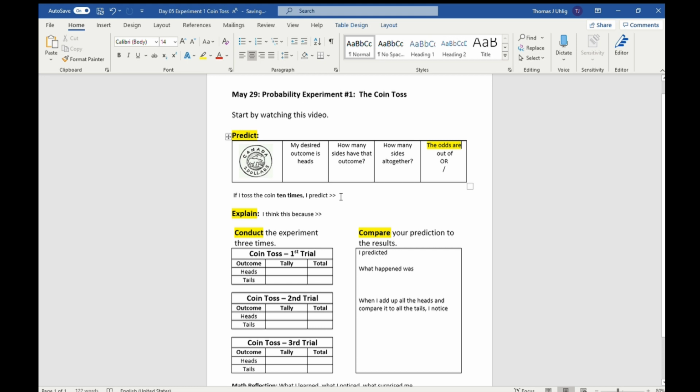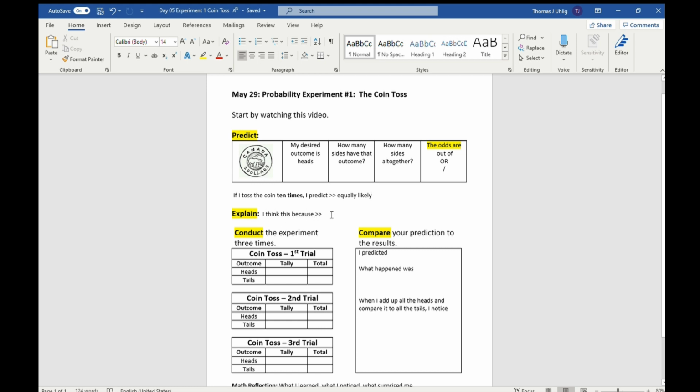Now remember, you toss a coin once, the odds are 1 out of 2, you will get heads or tails. But if you do it 10 times, what will happen? Well, some of you know that the options could be equally likely, and you could write that in here. You could also write in that you get 5 heads or 5 tails. Those are your predictions. The explain part is, why do you think that?